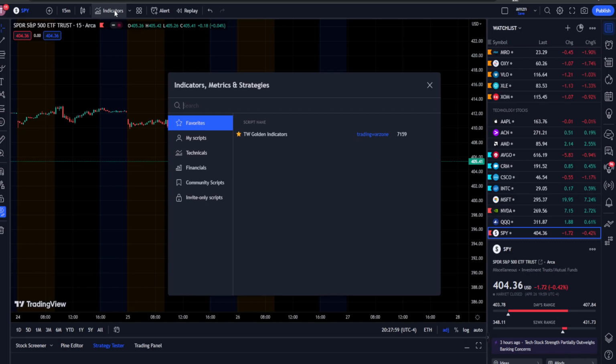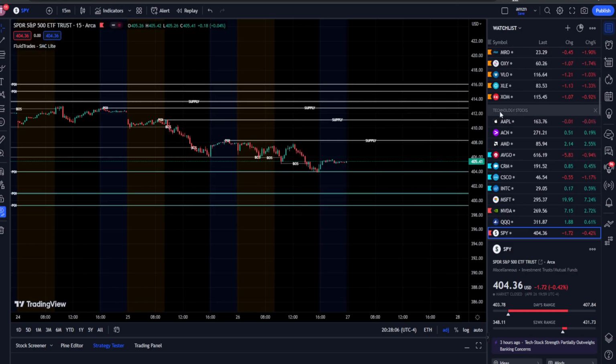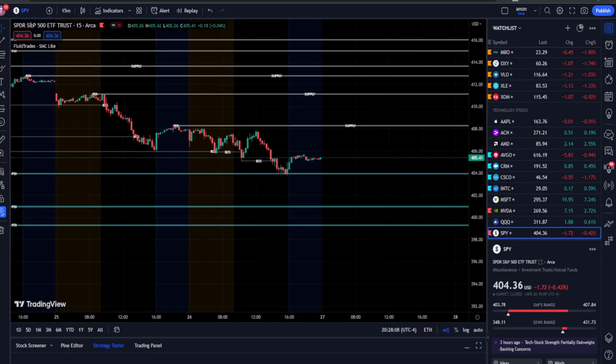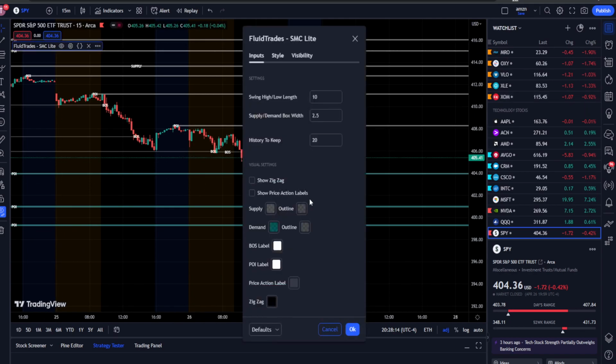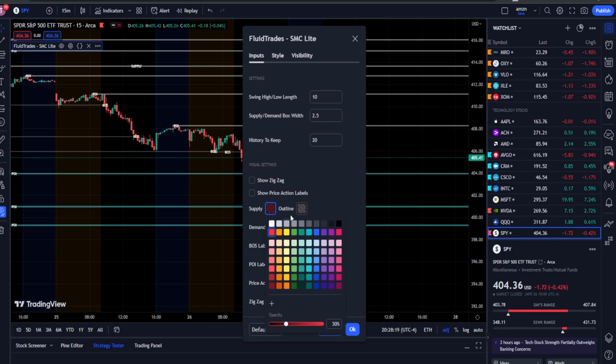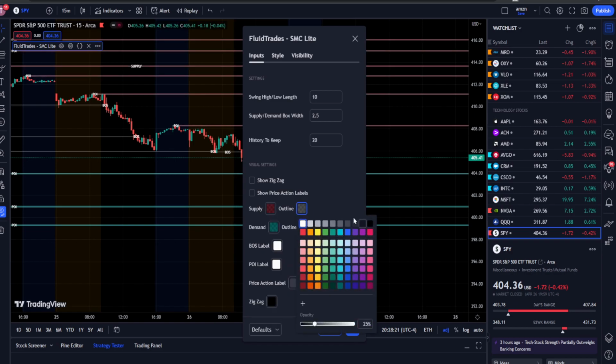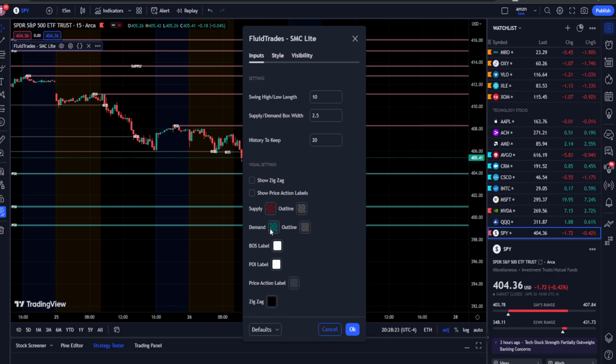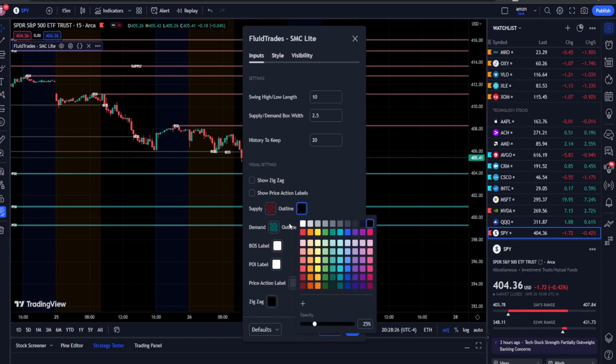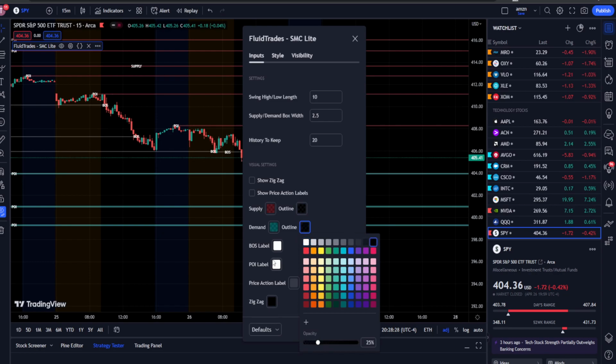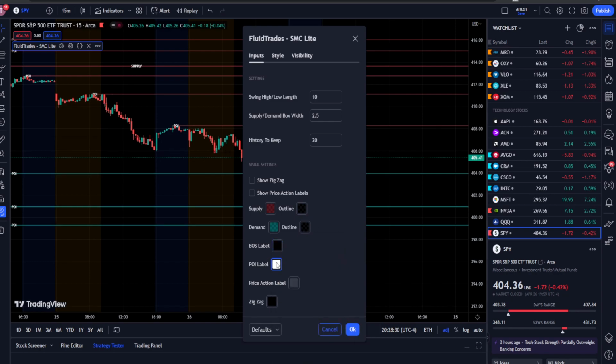The first one we're going to check out is called Fluid Trades. It's by this guy. It basically makes support and resistance levels for you. This is very lazy. If you do this, you're basically a brand new trader and you can't make your own support and resistance. If that's the case, I understand, but you have to get away from this. So you want to turn your supply levels red and your demand levels green, and then turn your outlines black, and turn all this off. Just turn all these black.